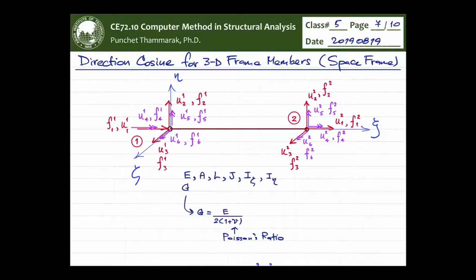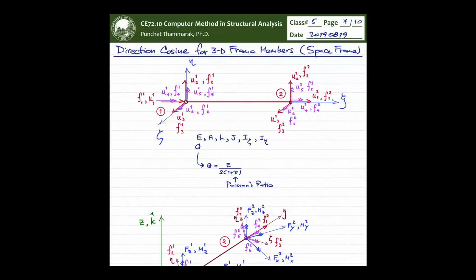We had quite a bunch of properties for your members. So you have the length, you have the E, you have the area, you have the torsional constant, you have the second area moment of inertia about the major and minor axis if you think about the steel design, and you have the shear modulus, that is for determination of the torsional stiffness.